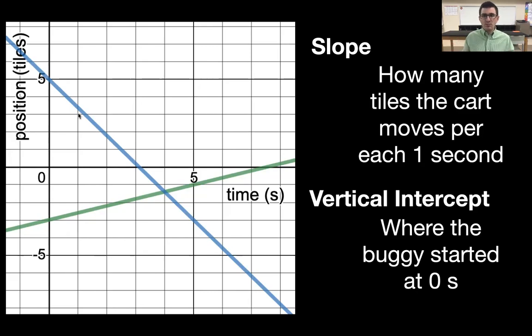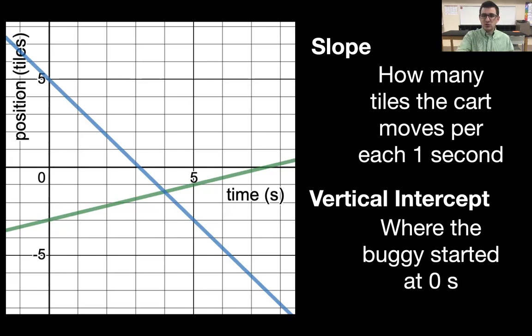So let's say it's 1.5. We could write that as 1.5 tiles over 1 second. That means it's moving 1.5 tiles each 1 second that goes by. Then the vertical intercept is where the buggy started at 0 seconds, the position where it started. So this is 0 seconds. This one has a position of 5 tiles. At 0 seconds, this one has a position of 3 tiles to the left of the origin, or -3 tiles.